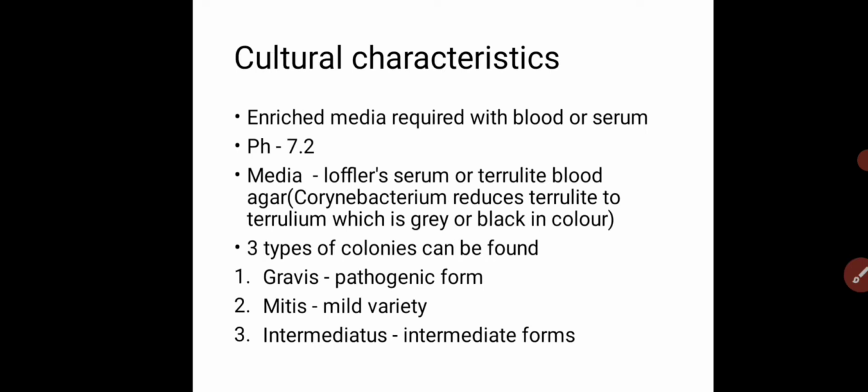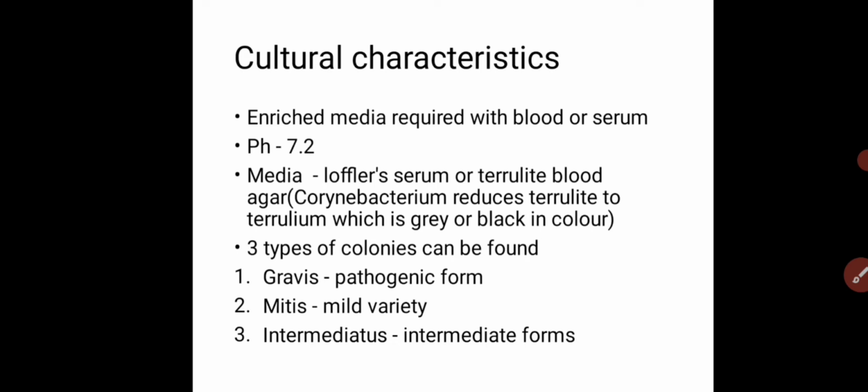So the cultural characteristics: enriched media is required. The media should be enriched with blood or serum. The pH should be maintained neutral, that is 7.2, and the media used for culture are Loeffler's serum, tellurite agar, and blood agar. So if you provide Corynebacteria with tellurite blood agar, it reduces the tellurite to tellurium, where we can see gray or black color.